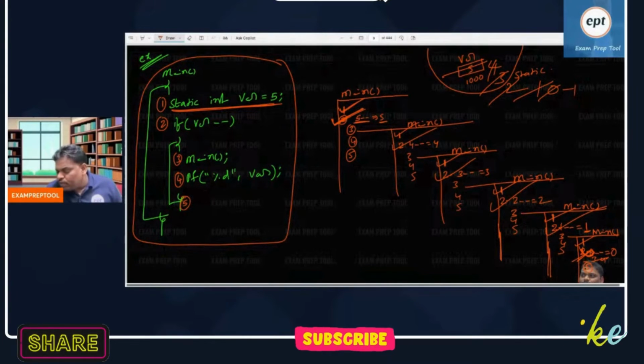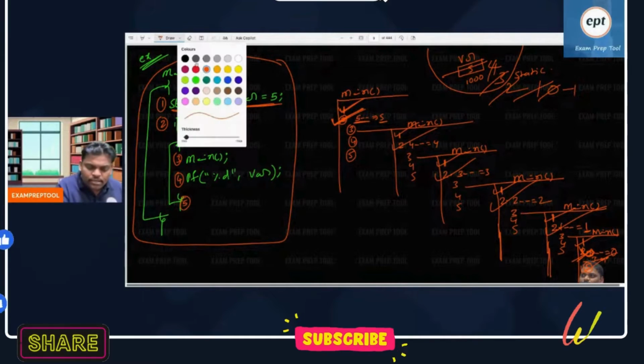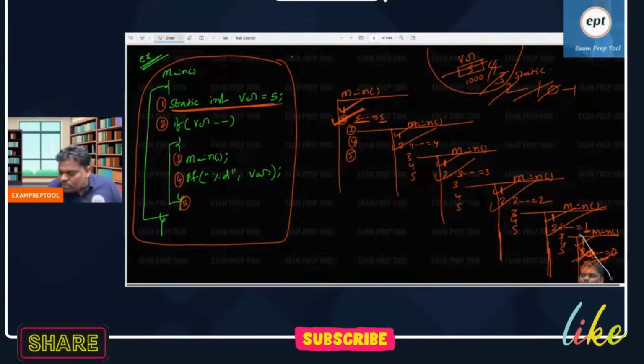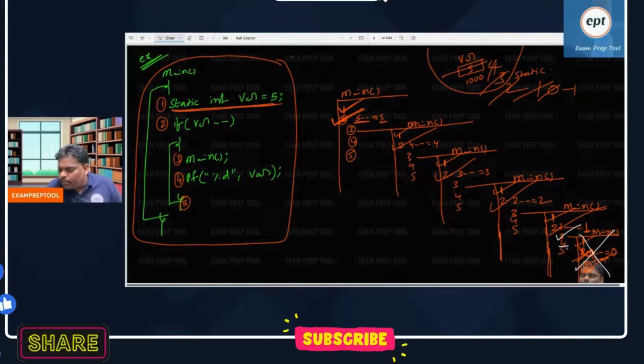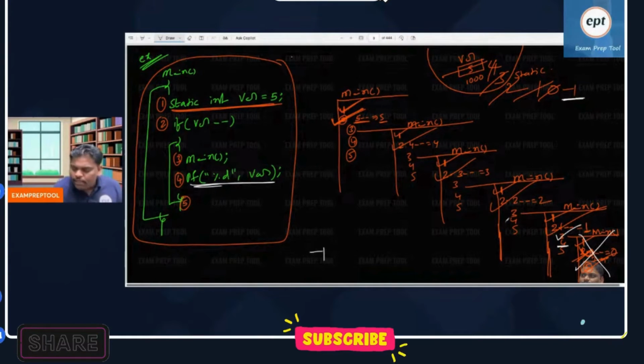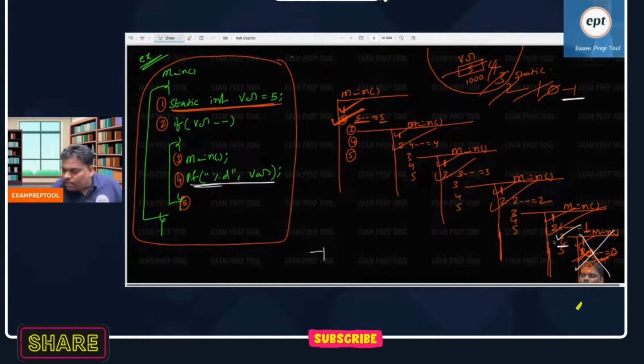What is the fifth one? Fifth one means this function is over. This function over means it is popped out, which means the third line is over. What is the fourth line? The fourth line is saying printf where. What is the where value? -1. -1 printed. So the fourth line is over.